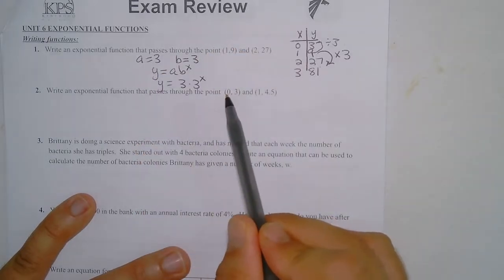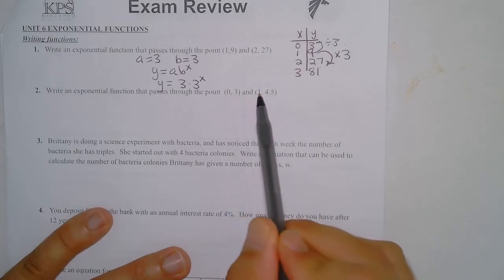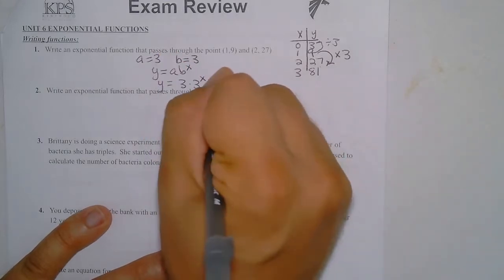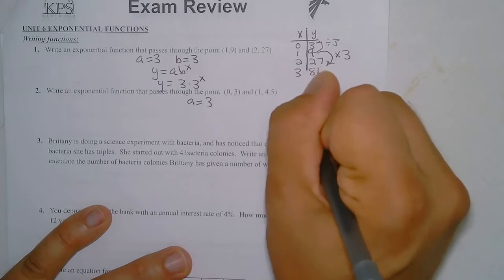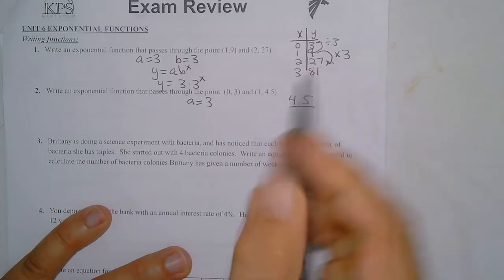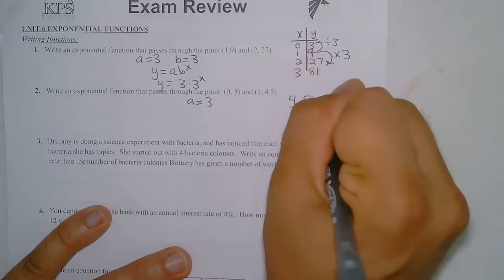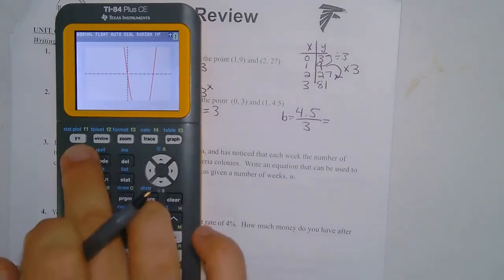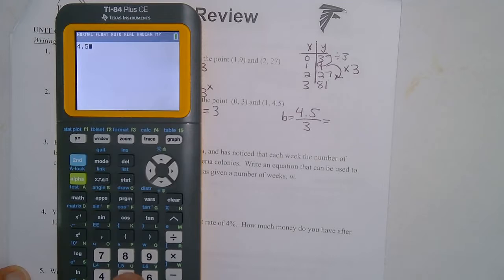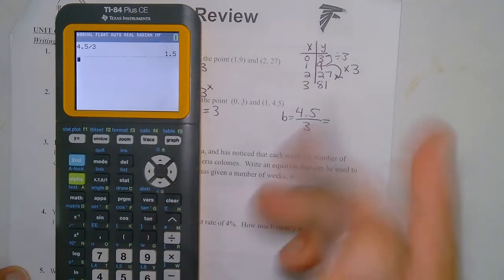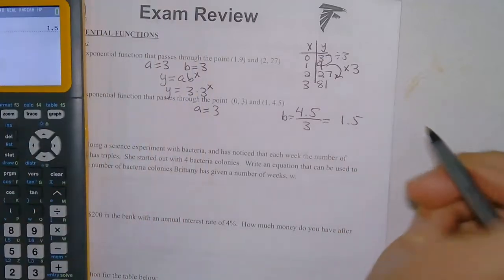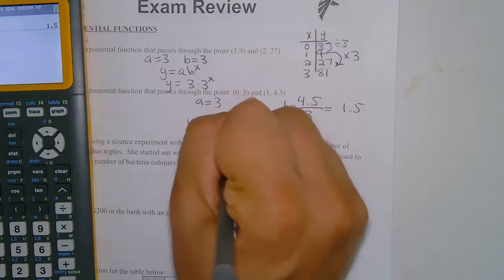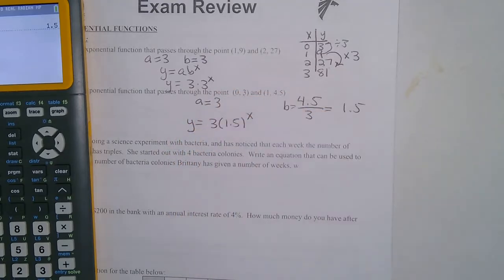So now to write an exponential function that has (0, 3) and (1, 4.5), my initial value here when x is 0 is 3. And then to find my growth factor, I would take 4.5, the y value, and divide it by 3. And that's 1.5. So to write my exponential function, it'd be y equals 3 times 1.5 to the x.